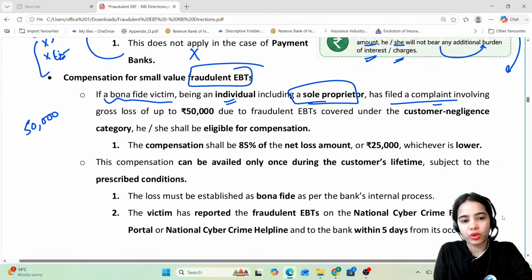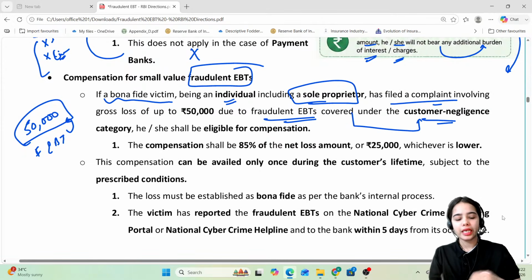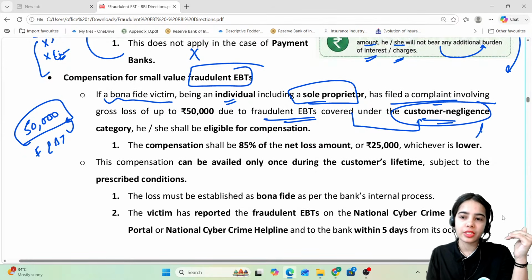So, if the total loss in the fraudulent EBT is up to 50,000 due to fraudulent EBTs covered under the customer negligence category. In case of third party negligence, the customer has zero liability. In case of bank negligence, the customer has zero liability. But in case of customer negligence, the customer has certain liability.